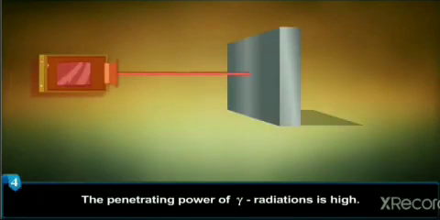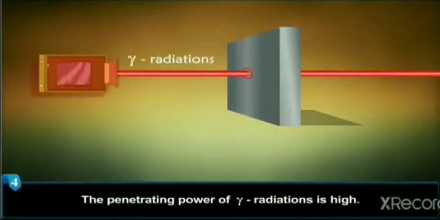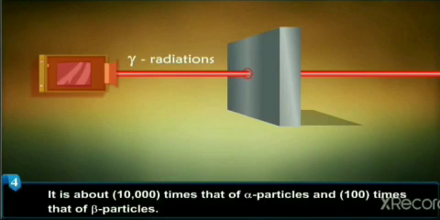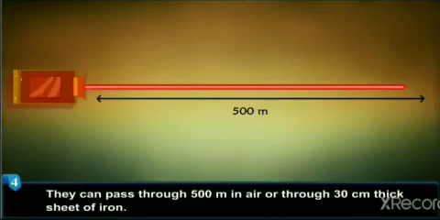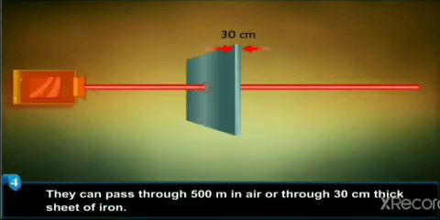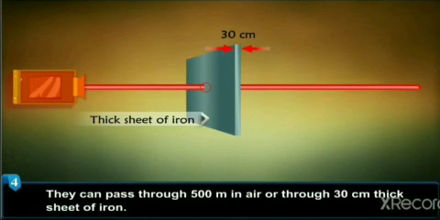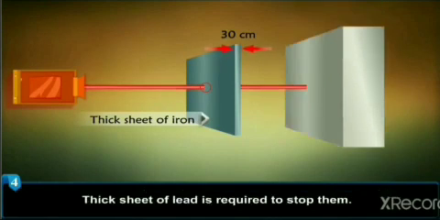4. The penetrating power of gamma radiations is high. It is about 10,000 times that of alpha particles and 100 times that of beta particles. They can travel through 500 meter in air and pass through a 30 centimeter thick sheet of iron. A thick sheet of lead is required to stop them.